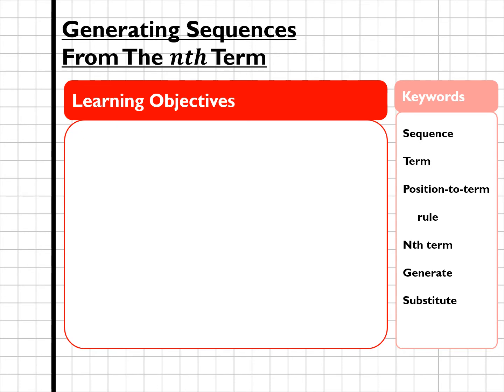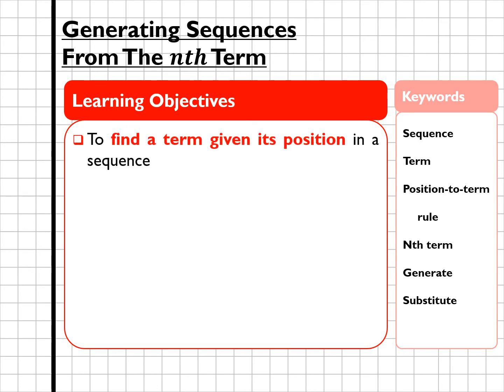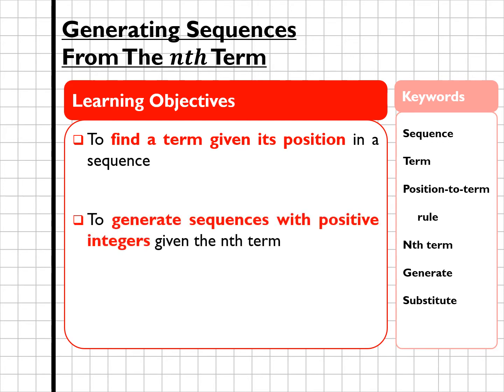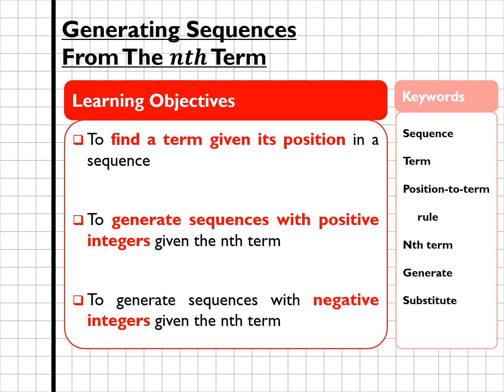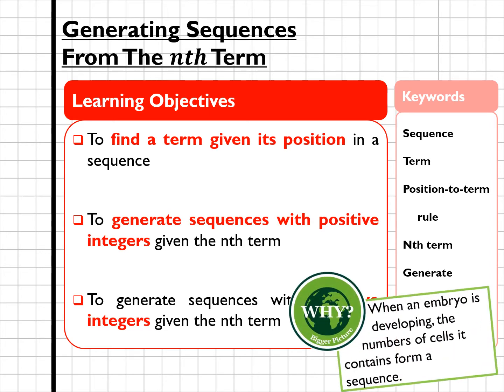For today's learning objectives, we're going to start by being able to find a term given its position in a sequence. We're then going to be looking at generating sequences with positive integers given the nth term, and then generating sequences with negative integers given the nth term. This all comes in handy because there are lots of things in real life that form sequences, including when an embryo is developing in the womb. The number of cells it contains forms a sequence.